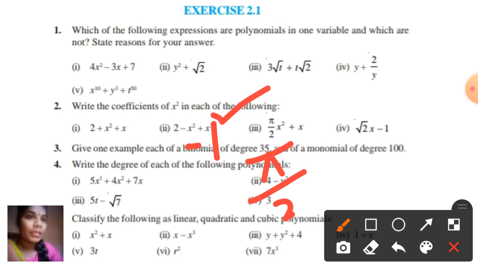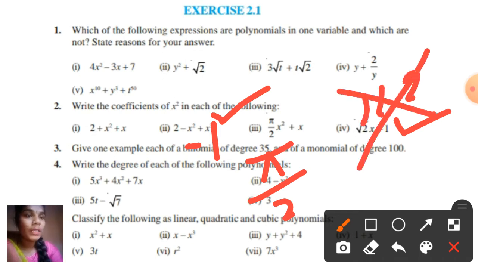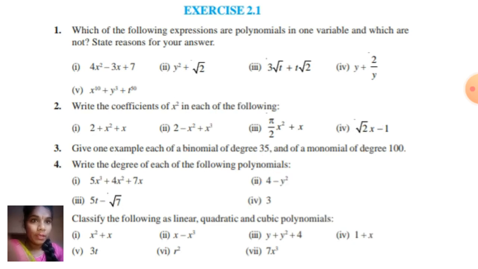And coming to our fourth problem, root 2x minus 1 is there. If you see, we don't have any x square term here, so that is why we can say the coefficient of x square is 0 for this problem. Is it clear?